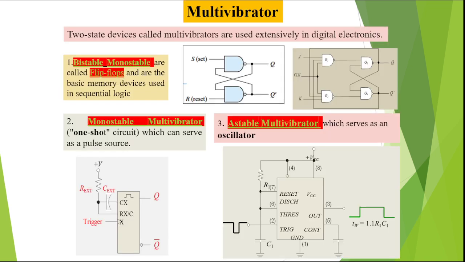The concept of flip-flop: a flip-flop is a two-state device. We can call it a multivibrator also. Multivibrators are an important part, like a switch in a switchboard, right? In multivibrators, we have the monostable multivibrator, the bistable multivibrator, and the astable multivibrator. Totally three types of multivibrators.